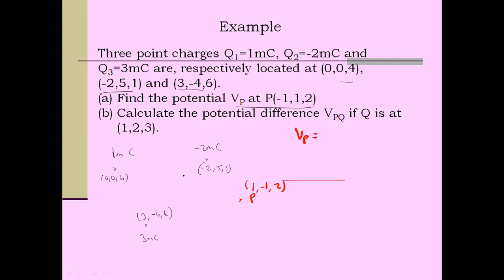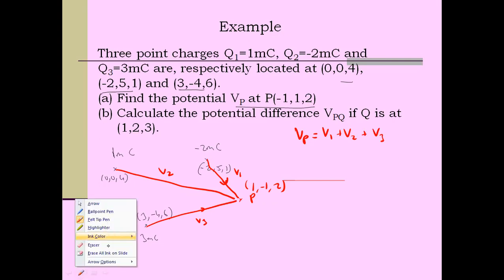We know that we have 3 point charges, so each of these point charges will produce a potential at point P. We label the potential from negative 2 to P as V1, from 1 to P as V2, and from 3 millicoulomb to point P as V3. So we have 3 different potential values produced by different charges. Vp will then be V1 plus V2 plus V3, which is the total potential at point P.